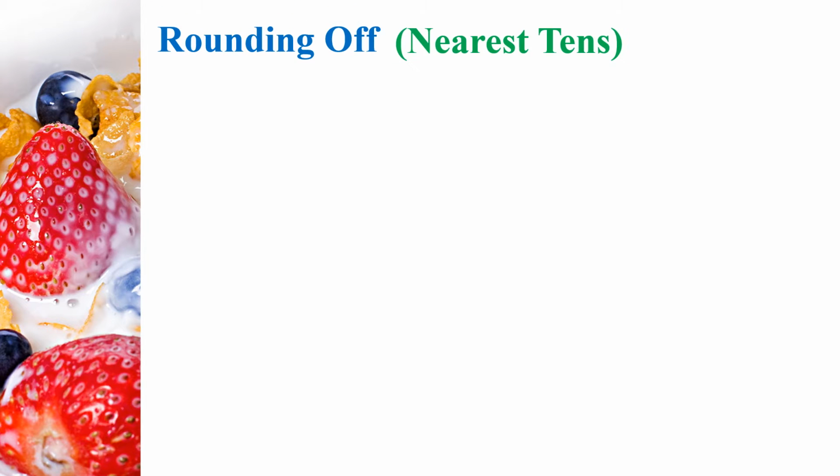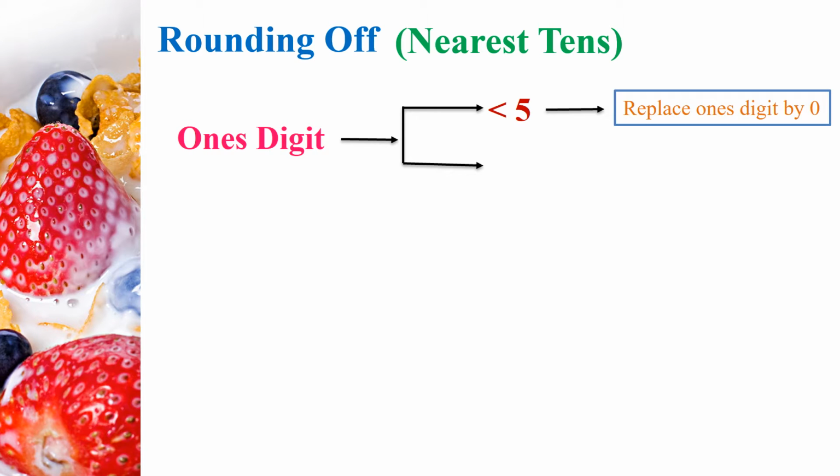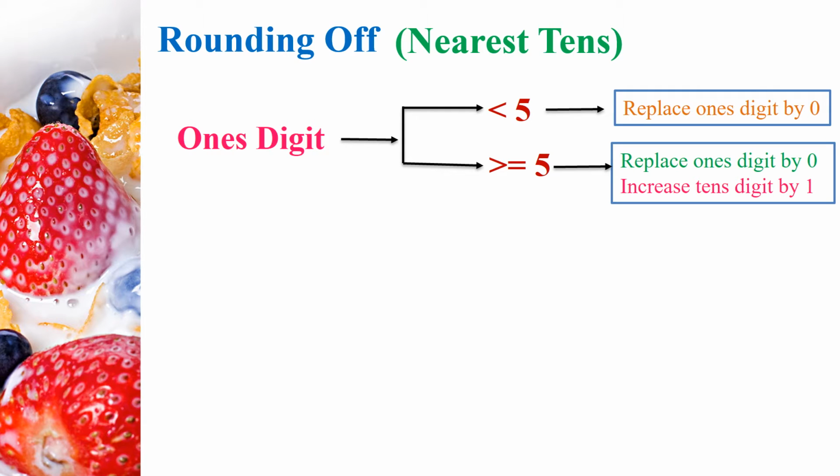First, we are going to learn rounding off to nearest tens. Take one's digit, compare with 5. If less than 5, replace one's digit by 0. If the one's digit is equal to or greater than 5, replace one's digit by 0, increase tens digit by 1.